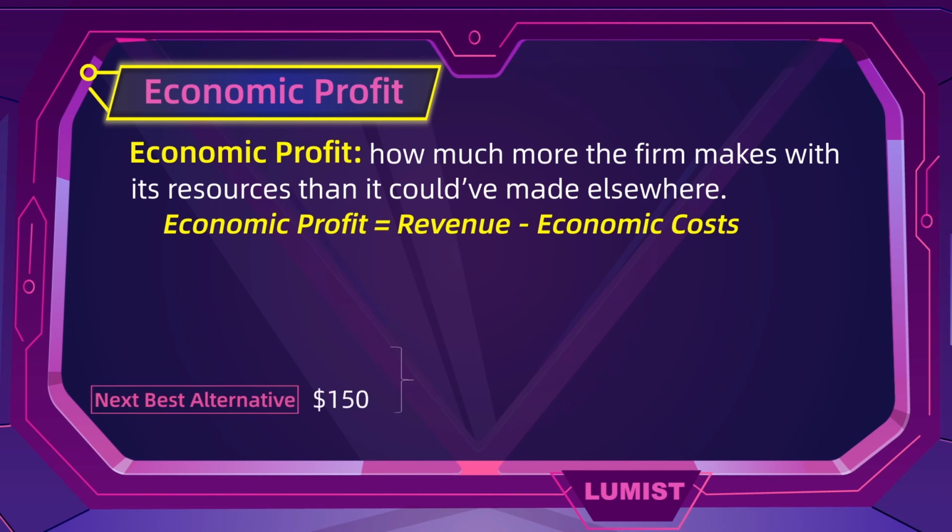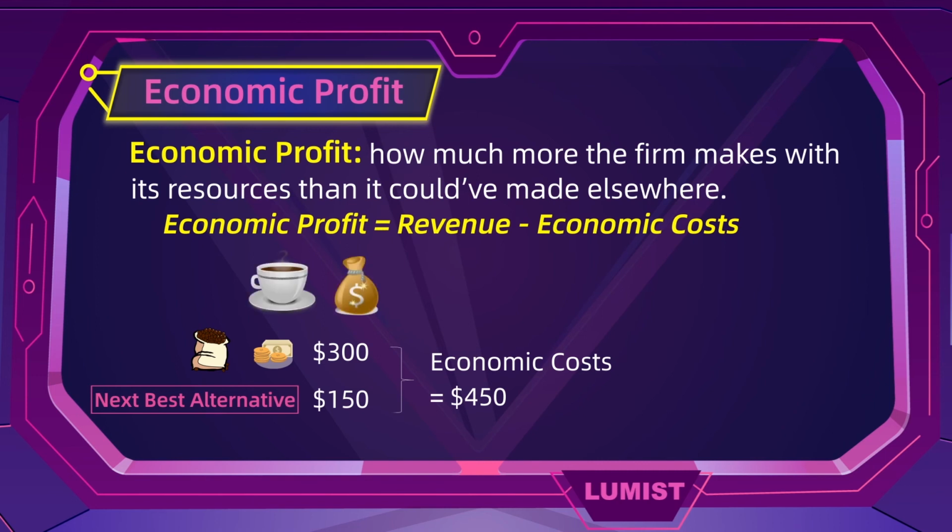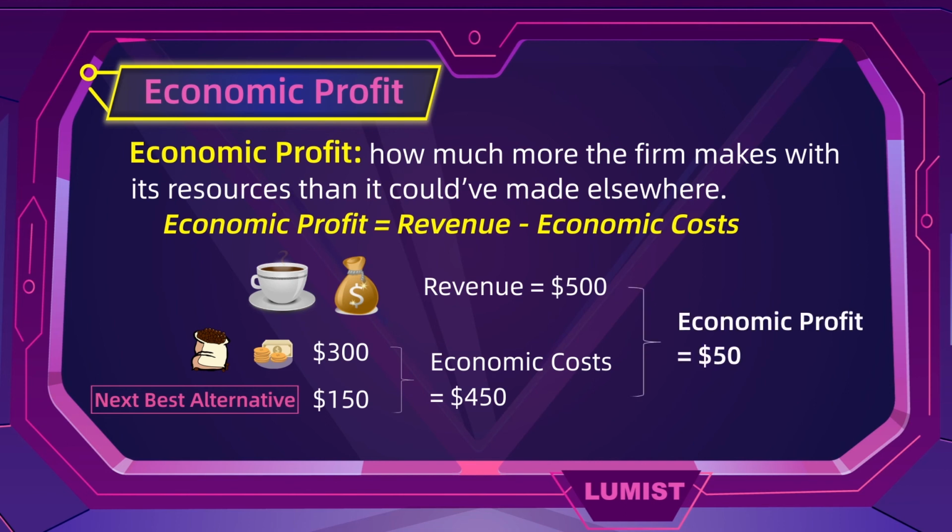So plus our explicit cost of $300 that we talked about earlier, this will be a total of $450 of economic cost. Now we have to subtract all these economic costs from our revenue of $500. And this leaves us with only $50 in economic profits left over.